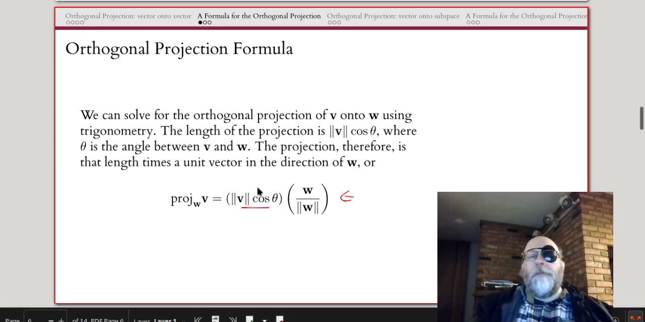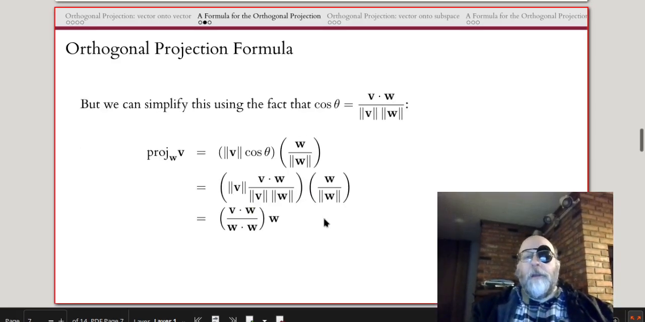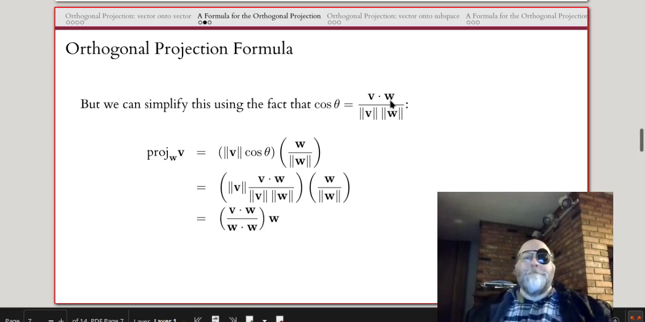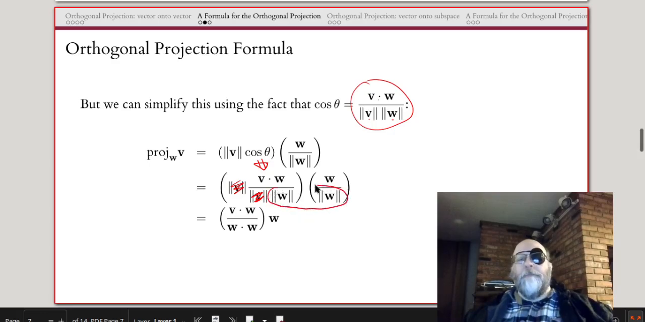But we can simplify this even further because we know that cosine is equivalent to dot product under a unit conversion. That cosine is the dot product divided by the magnitude of the two vectors that went into the dot product. And so I'm going to substitute this side for my cosine. And when I do that, the magnitudes of v cancel. And I'm going to do one more thing. I'm going to combine these together.